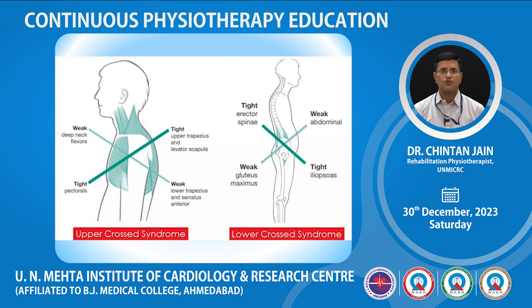And next one is lower cross syndrome, which occurs at the pelvis area. In this, the tight muscles are erector spinae and iliopsoas. These muscles need to be stretched, and the weak muscles are abdominals and gluteus maximus. These muscles need to be strengthened.